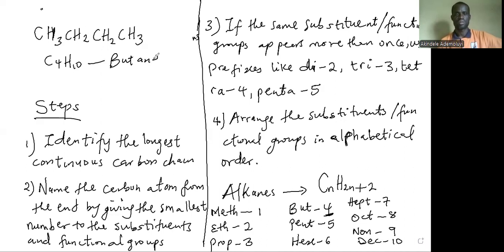Let's confirm using this formula: CnH2n+2. Our n is 4, so C4, H is 2 times 4, which is 8, plus 2 is 10. Exactly, so we are correct. Butane. This is a normal alkane, so butane is one of the normal alkanes. We have done butane now.